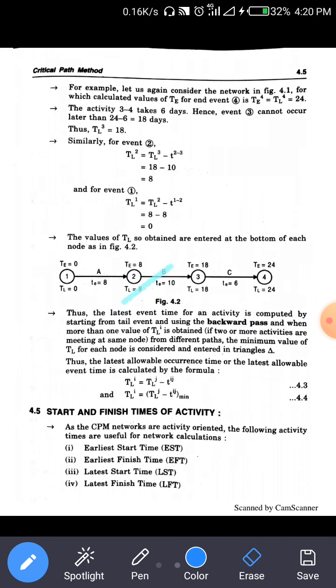Now, start and finish time of the activity. What are the start and finish times of an activity? As CPM networks are activity oriented, the following activity times are useful for network calculation: earliest starting time, earliest finish time, latest starting time and latest finish time. These are the main four times: EST, EFT, LST and LFT.